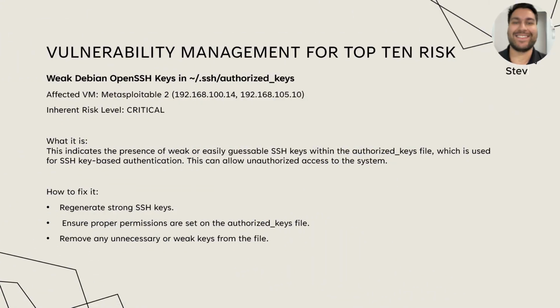The next vulnerability we will be talking about is weak Debian OpenSSH keys. This affected our Security Onion virtual machine, receiving a score of 9.8 out of 10 on the Common Vulnerability Scoring System. As a team, we have chosen to remediate this vulnerability by addressing the weak SSH keys. To begin, we used PuTTY Key Generator to create new, stronger keys.